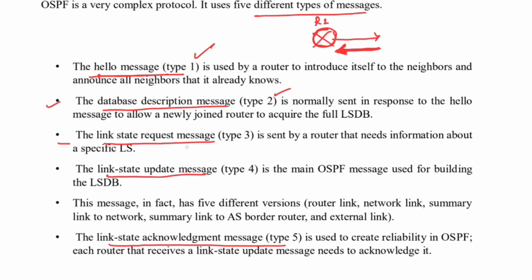The third type of message is the link state request message. If a router R1 wants to know specific link state information, then it has to make use of the link state request message. The fourth type of message is the link state update message, and this is the main OSPF message. Every router in the network has to send its link state information to its neighboring routers. So it can make use of the link state update message to send its link state information.